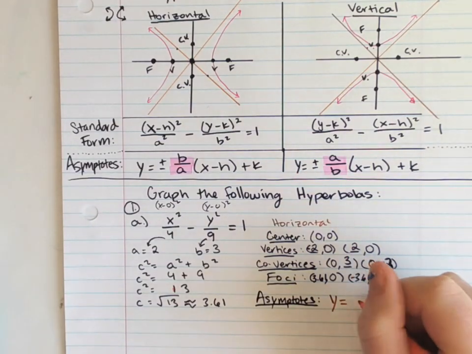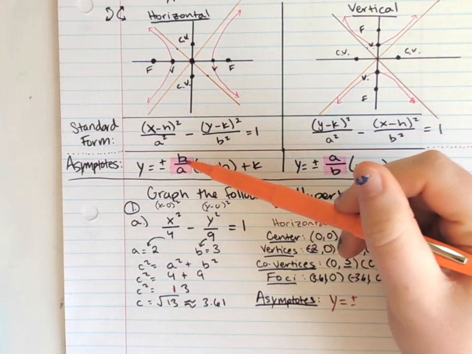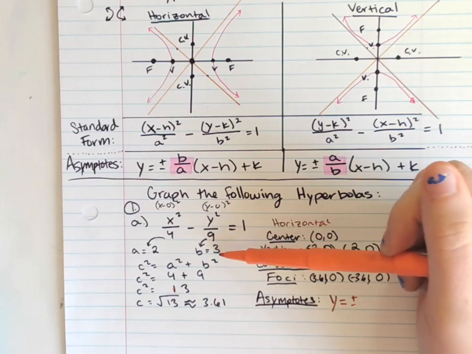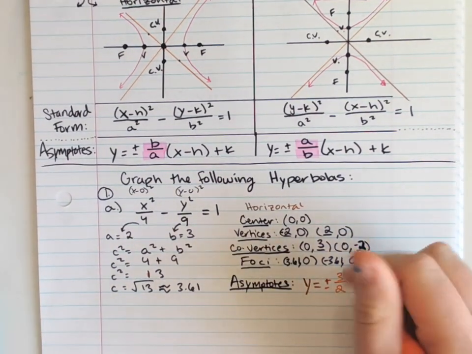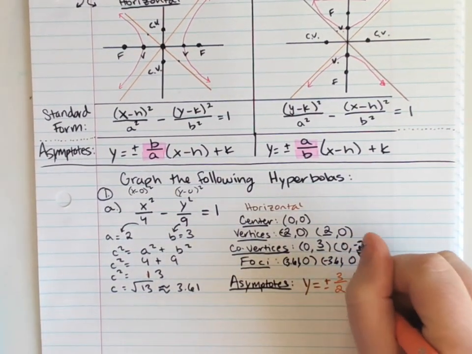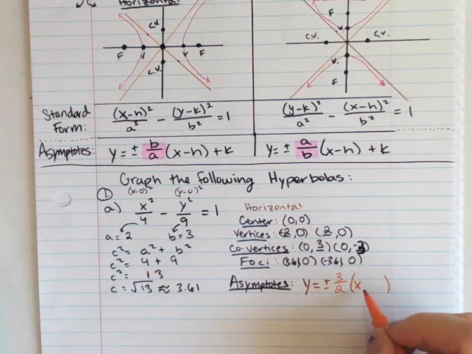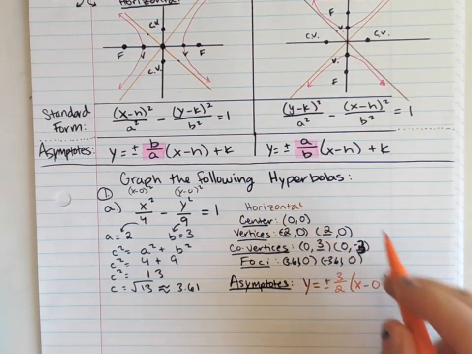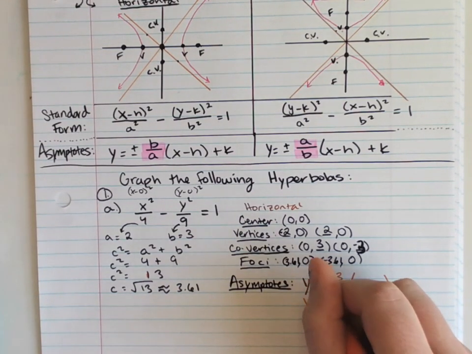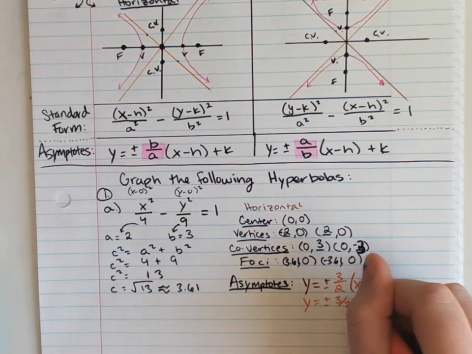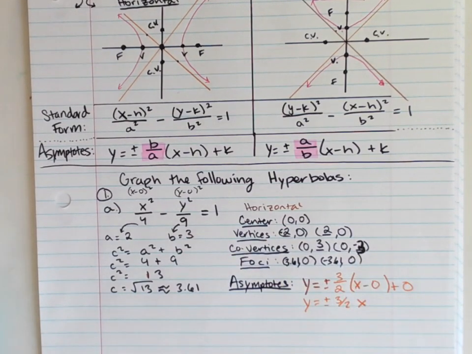So it's going to be plus or minus. Our slope is going to be whatever b is over a. So b is 3, a is 2, so we have 3/2. And then we're going to follow suit. It's going to be x minus h. Well, it's minus 0, plus k, which is 0. So we can rewrite this as y equals plus or minus 3/2 x. And that's it. Okay, so the directions were to graph.